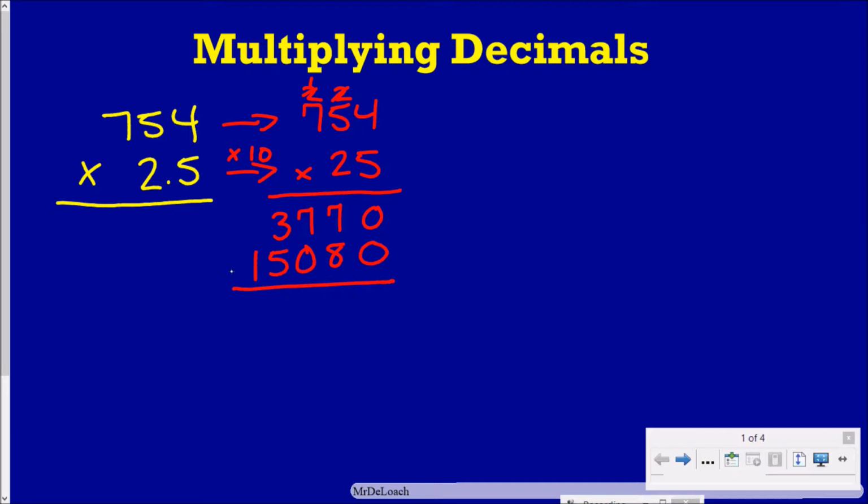And then we're going to add. 0 plus 0 is 0. 7 plus 8 is 15. Carry your 1. 7 plus 1 is 8. 3 plus 5 is 8. And then we have 1.